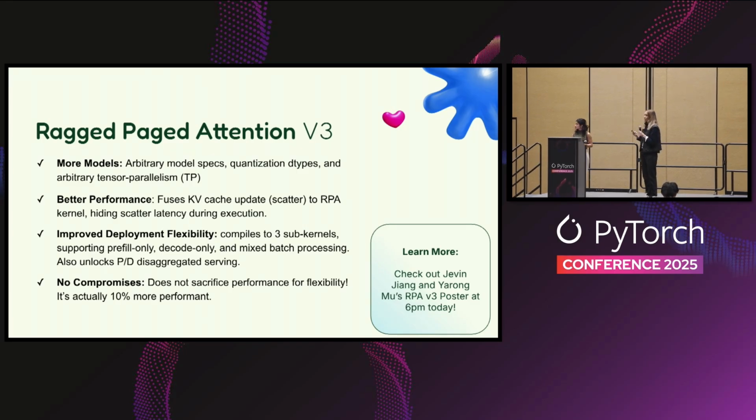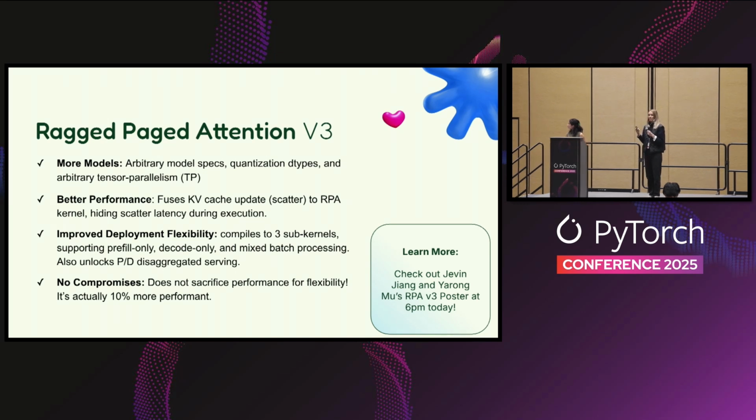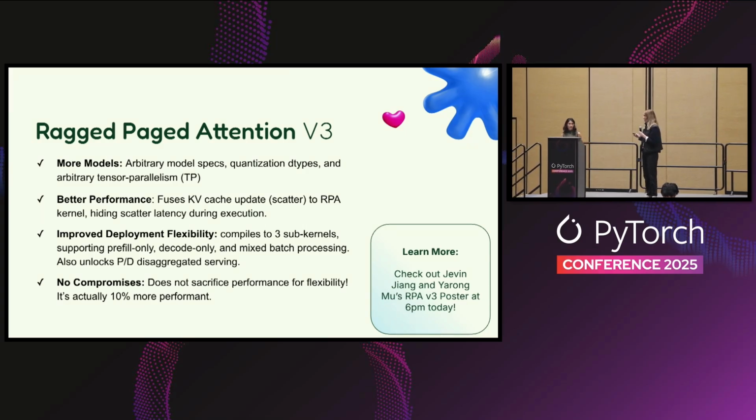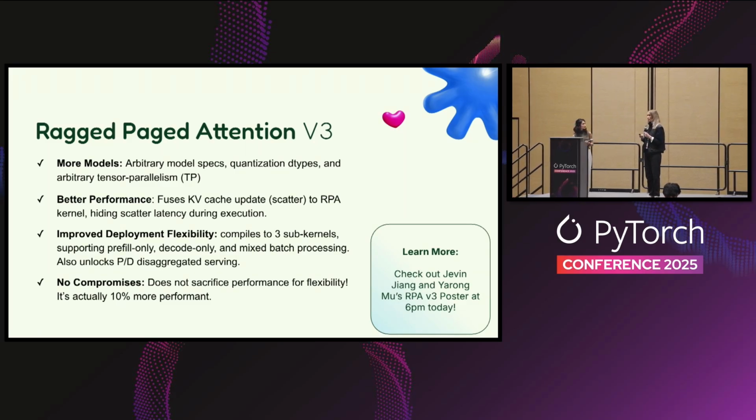It also improved deployment flexibility because there are 3 different subkernels now. One is prefill only, decode only, and then mixed. This allows us to also support deployment patterns like disaggregated serving out of the box. And then, of course, there's no compromises. Just because we made it more flexible does not mean we made it less performant. And so please go talk to Jevin Zhang and Yarong Mu for their session at 6 p.m.